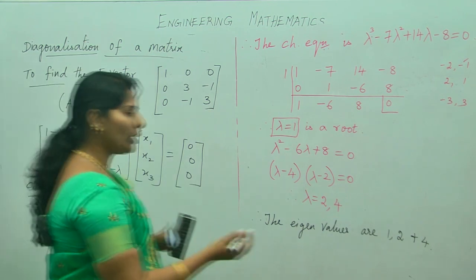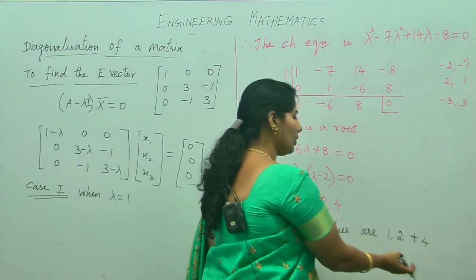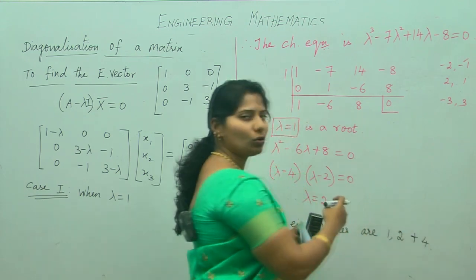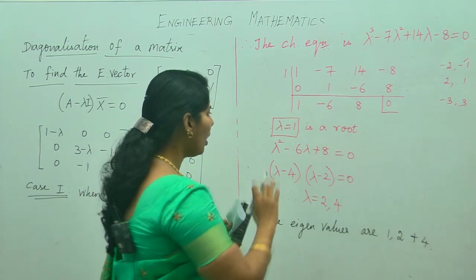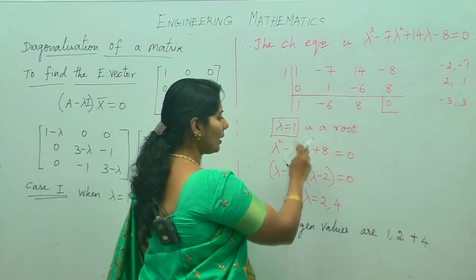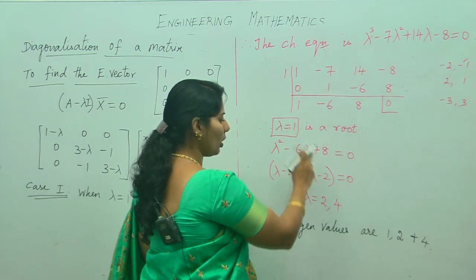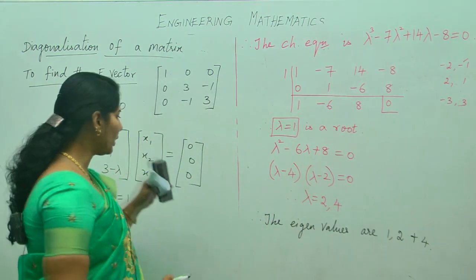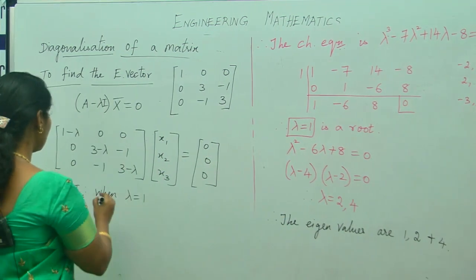You can find out in any order. You can even take when lambda is equal to 2, any order you can take. But the final answer you have to get is the diagonal elements as the roots 1, 2 and 4. So, we can find out the eigenvectors in any order.